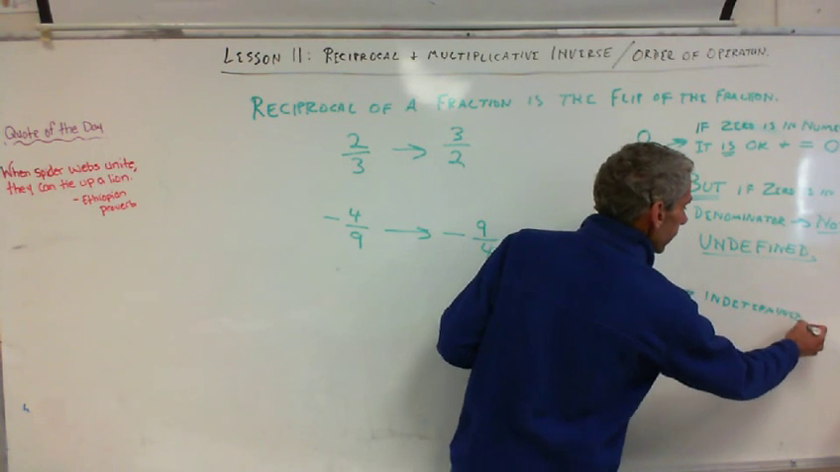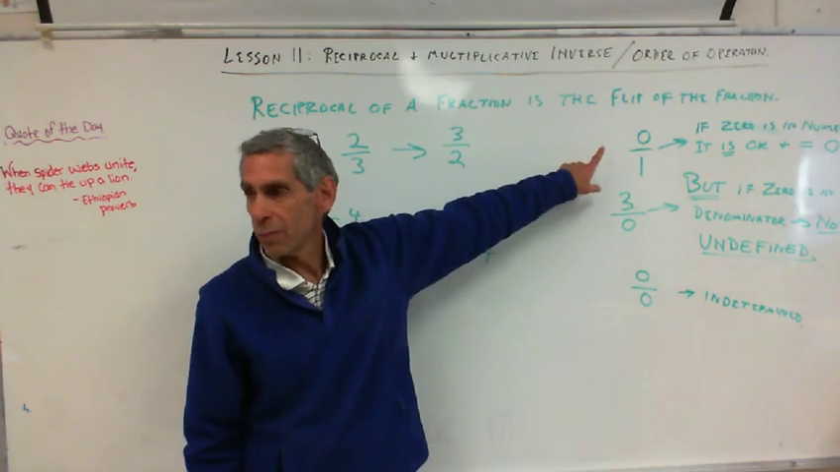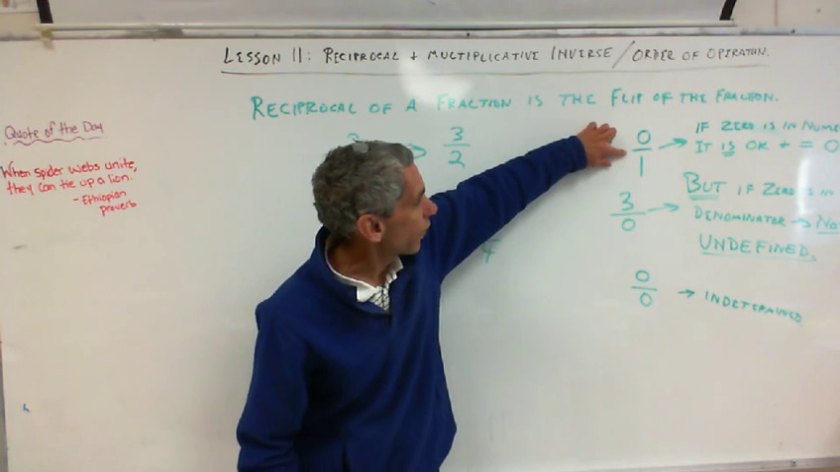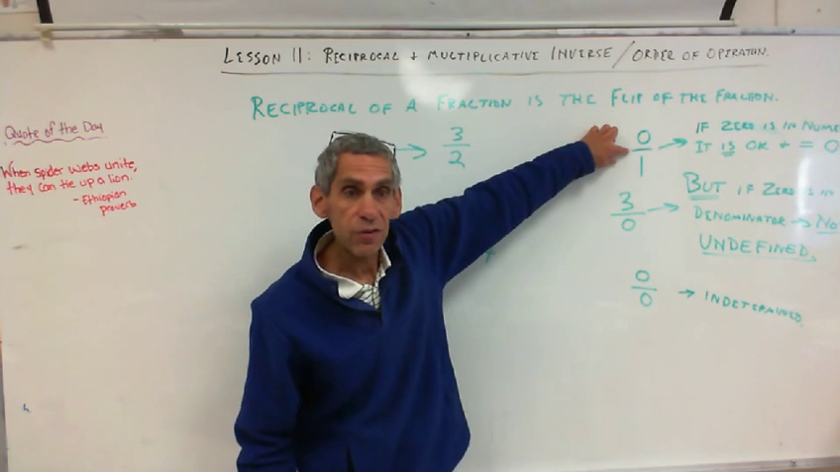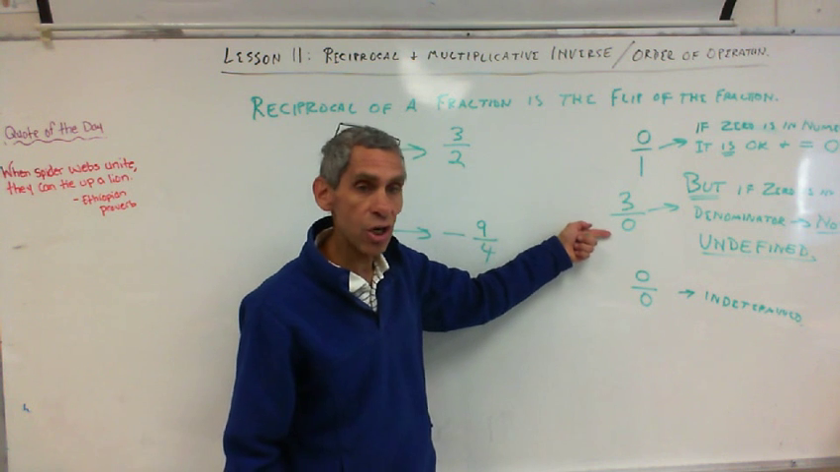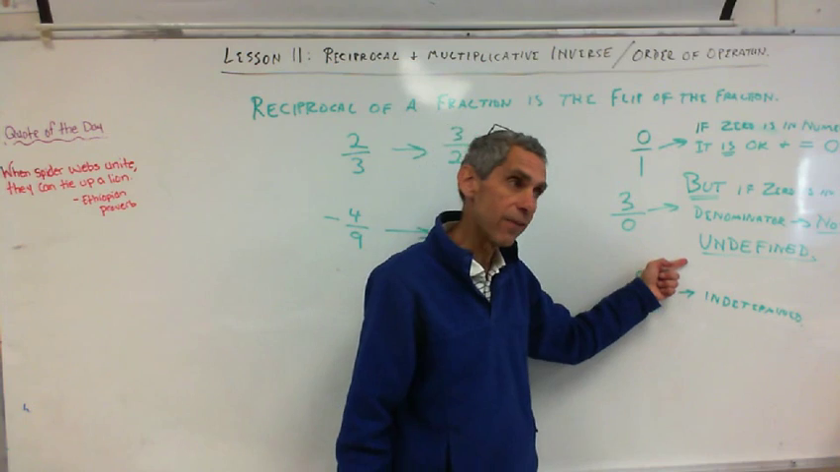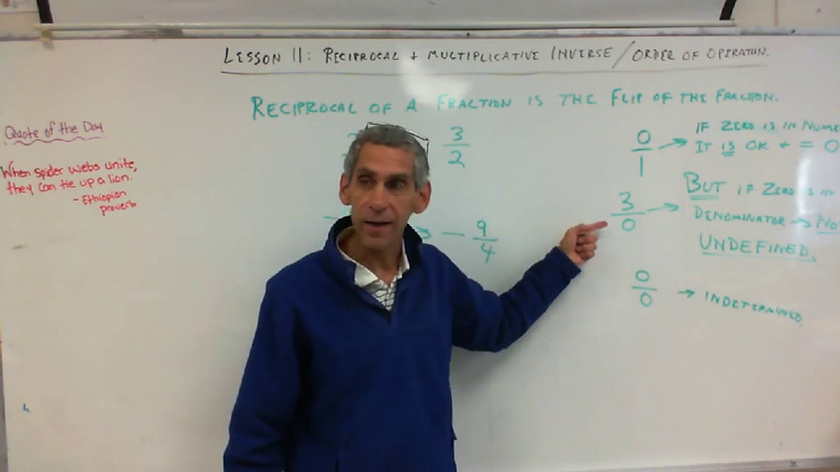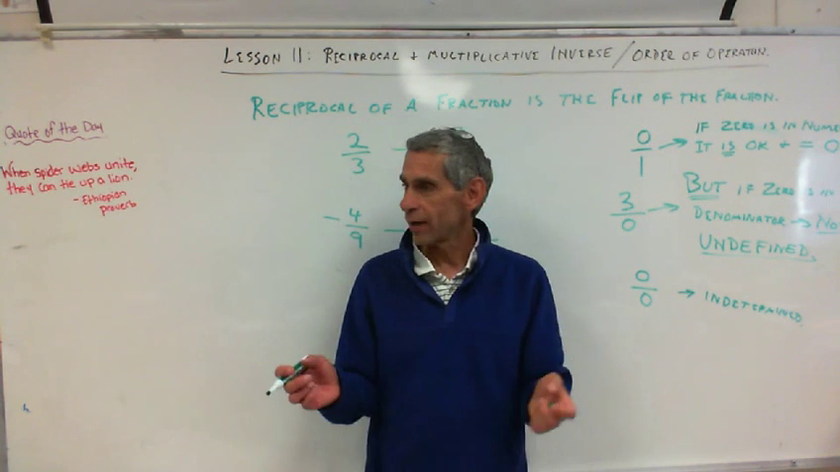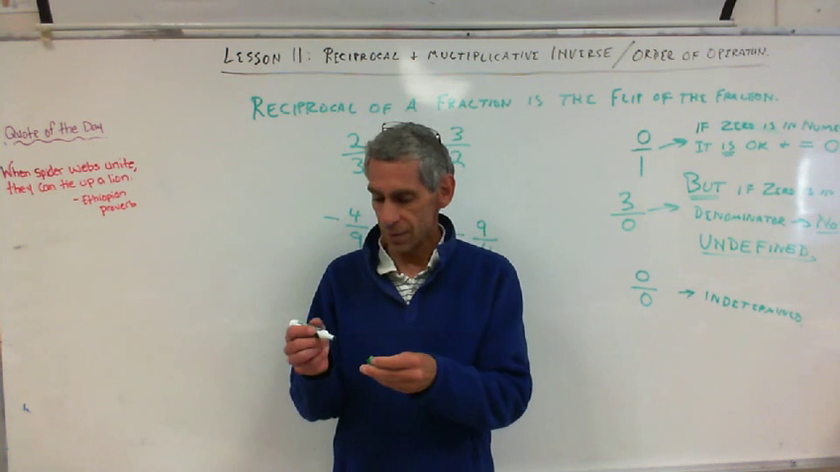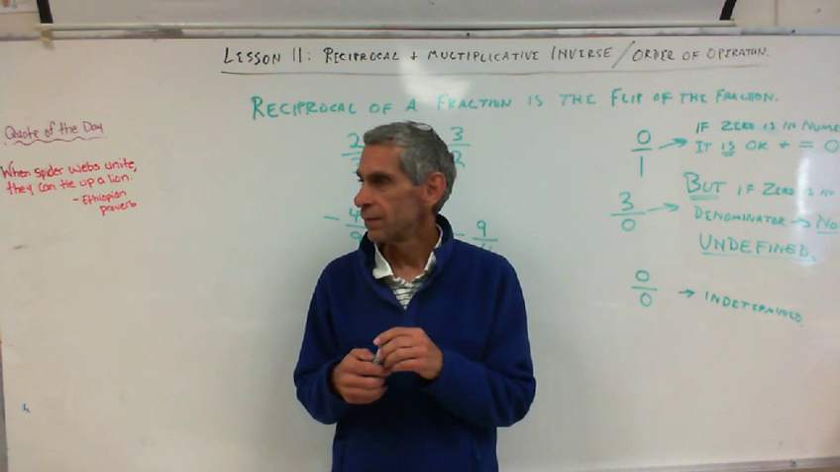The way I remember this is, this is the fraction line, right? If zero is under the line, it is undefined. Under the line, undefined. Under the line, oh, that rhymes. Under the line, undefined. I know which number cannot be reciprocated.